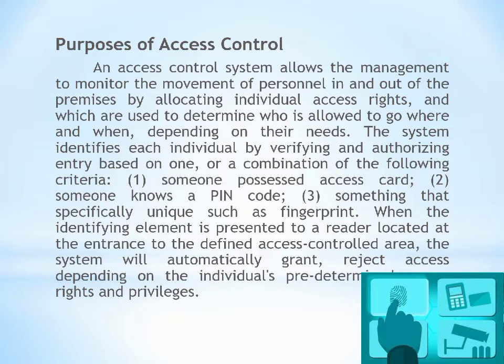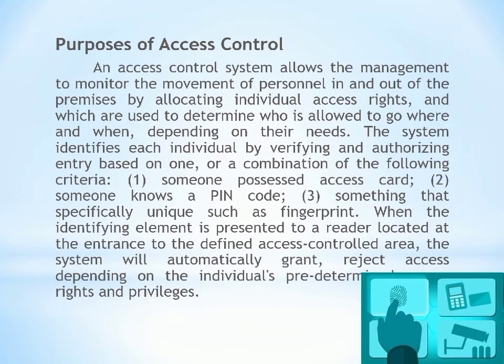Purpose of access control. An access control system allows the management to monitor the movement of personnel in and out of the premises by allocating individual access rights, which are used to determine who is allowed to go where and when, depending on their needs.